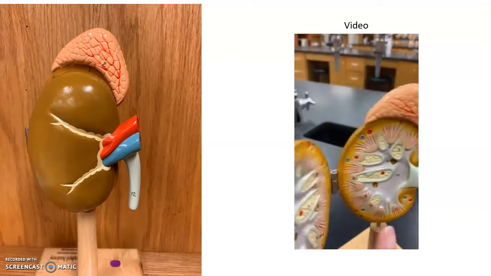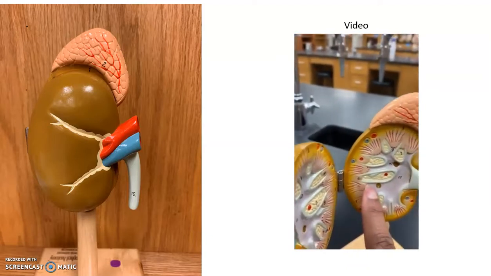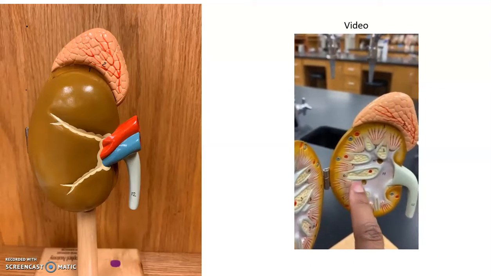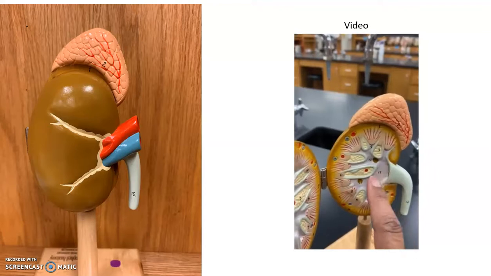Okay, so we can see our medulla is going to have pyramids. This is the renal papilla. This is the minor calyx. This is the major calyx. This is the renal pelvis.